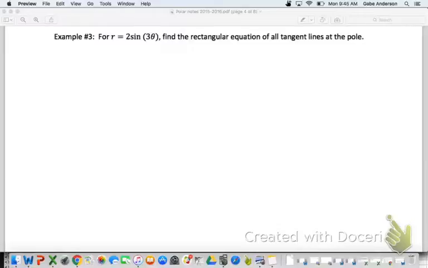Good, like 25, 30 minutes, a lot of effort, you know. I think you'll find example 3 to be a little bit, somewhat less. So let's check it out. It says for r equals 2 sine of 3 theta.